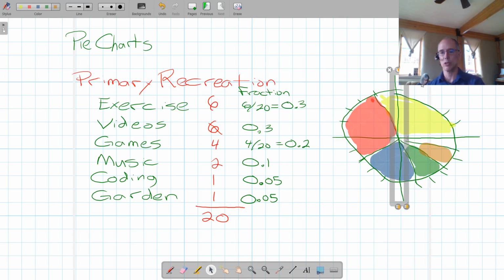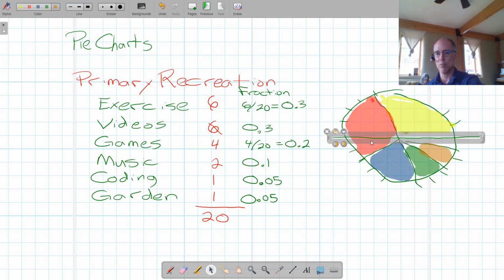Digital pen is a little tricky here apparently today. So take out all the lines we don't need and whatever's left. Oops, I needed part of that line, didn't I? So key point, fractions.